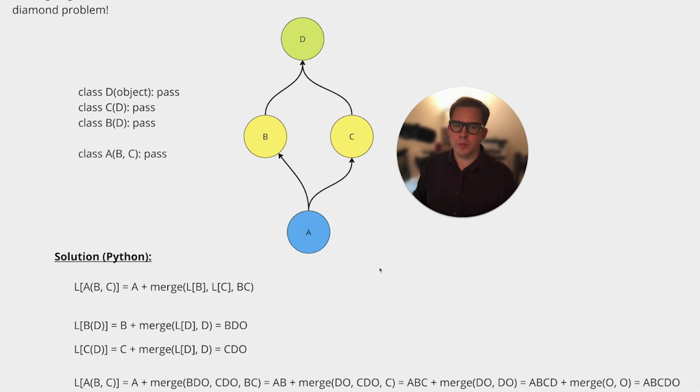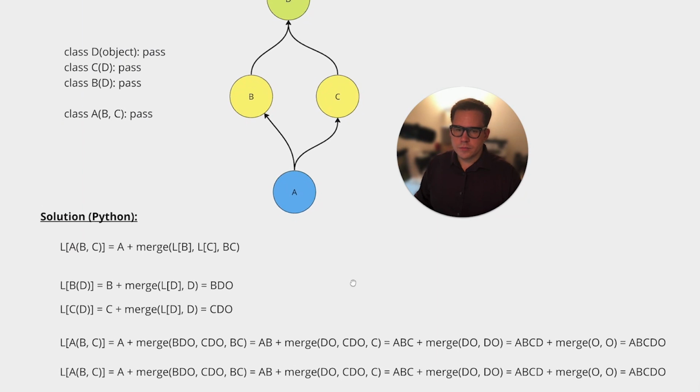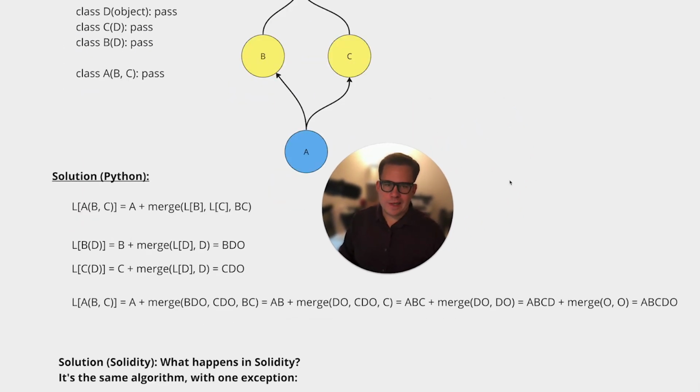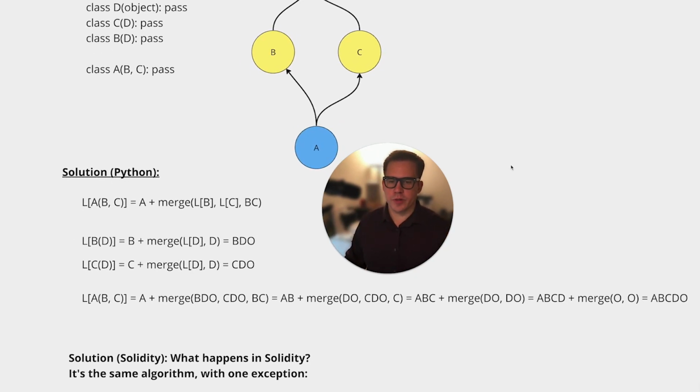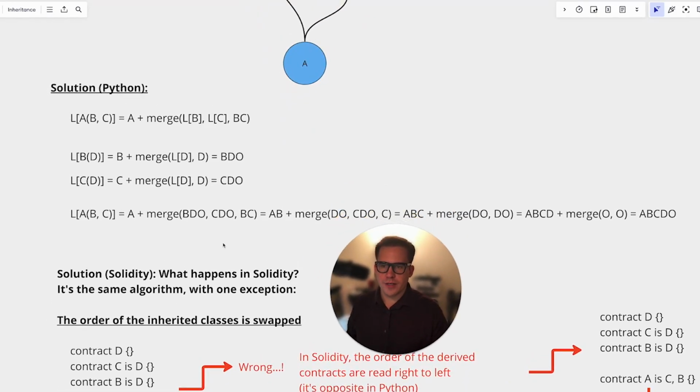We solved the diamond problem. So it's not that scary. And then this just duplicate it. Okay. At this point, I want to stop because now it actually becomes relevant what happens in Solidity. So far, we looked at Python. The exception is that Solidity swaps the order that you put this in.